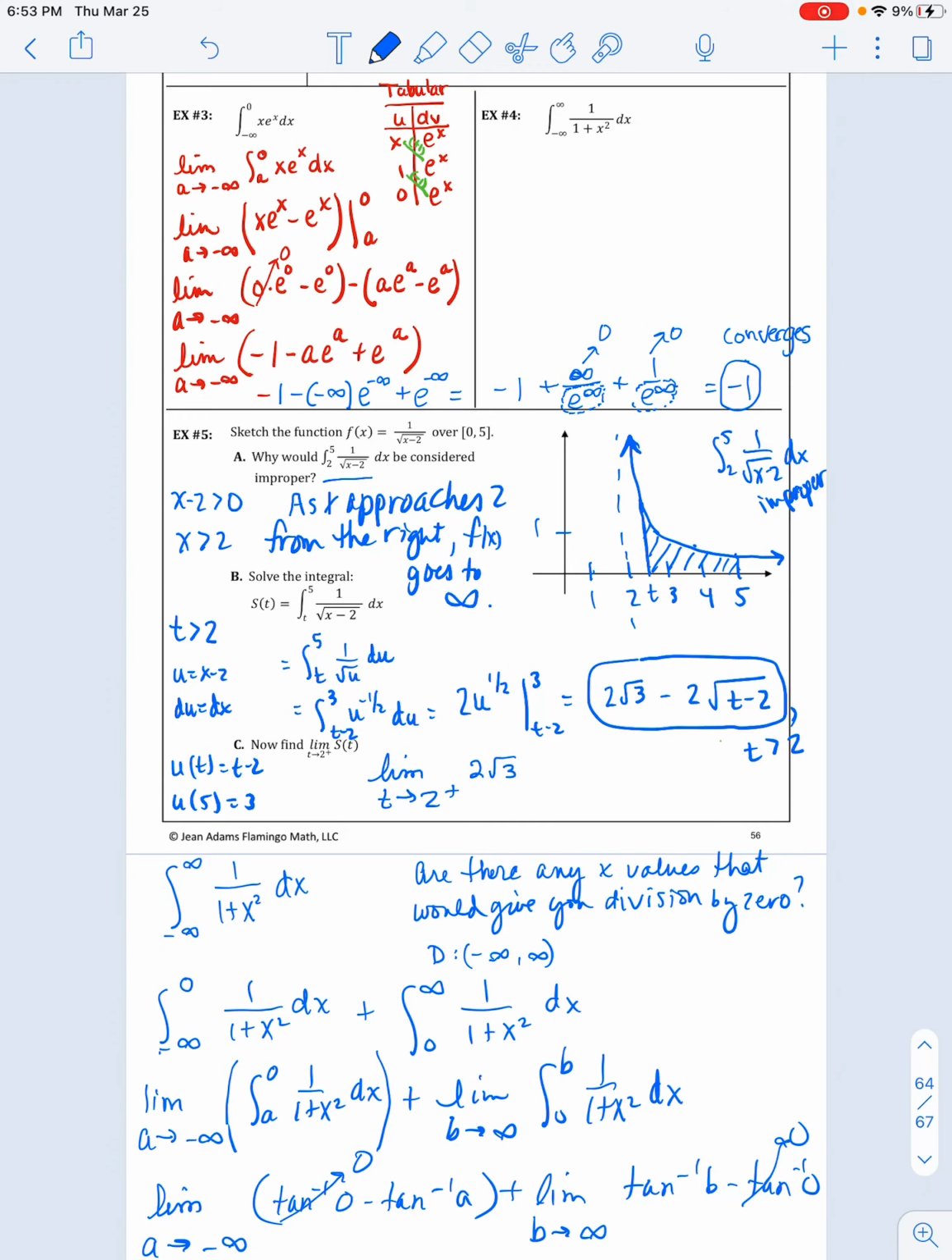Okay, so since I know that my s of t is equivalent to this 2 root 3 minus 2 root t minus 2, I'm going to substitute that in. And then when I use my substitution, 2 times the square root of 3 minus 2, when I put a 2 in here, I get the square root of 0, right, as it's approaching it. So this whole thing is going to 0. Even though it won't be 2, it would be like 2.00001 or something, but it's getting so close to 0 that this thing is going to approach 0. So 2 times the square root of 3 minus 0 is 2 times the square root of 3. So this is actually converging.